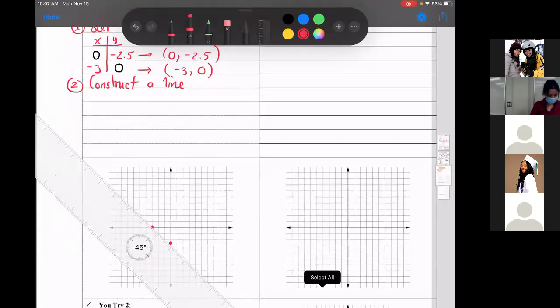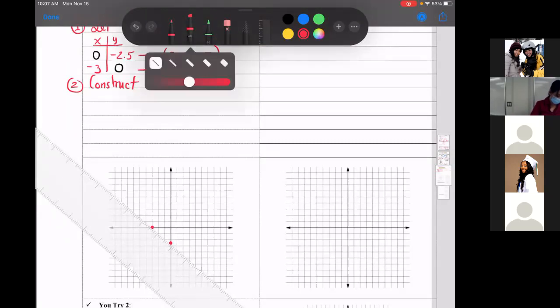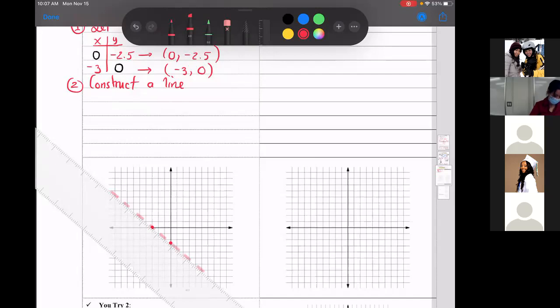It doesn't have to be exact. Dashed. How do I know what side to shade? That's what I'm going to do next.